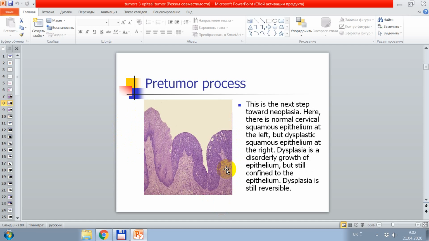This histological picture continues to demonstrate the pretumor process. This is the next step toward neoplasia. Here there is normal cervical squamous epithelium at the left, but dysplastic squamous epithelium at the right. Dysplasia is a disorderly growth of epithelium, but still confined to the epithelium. Dysplasia is still reversible.